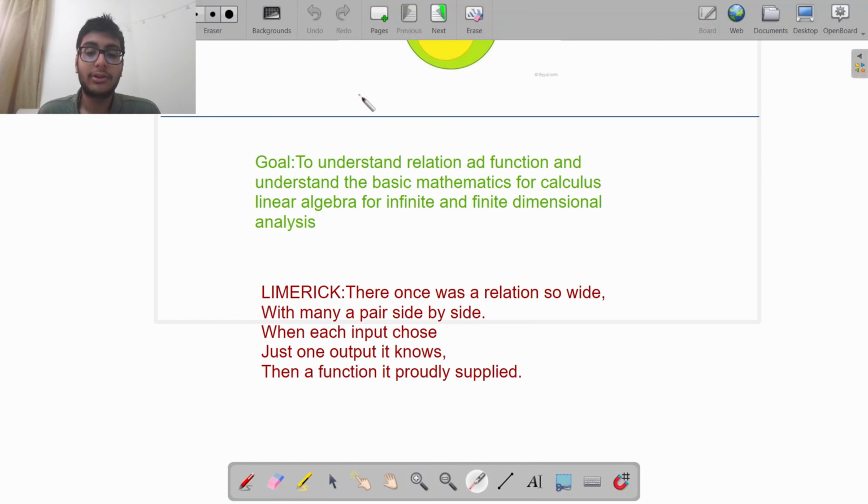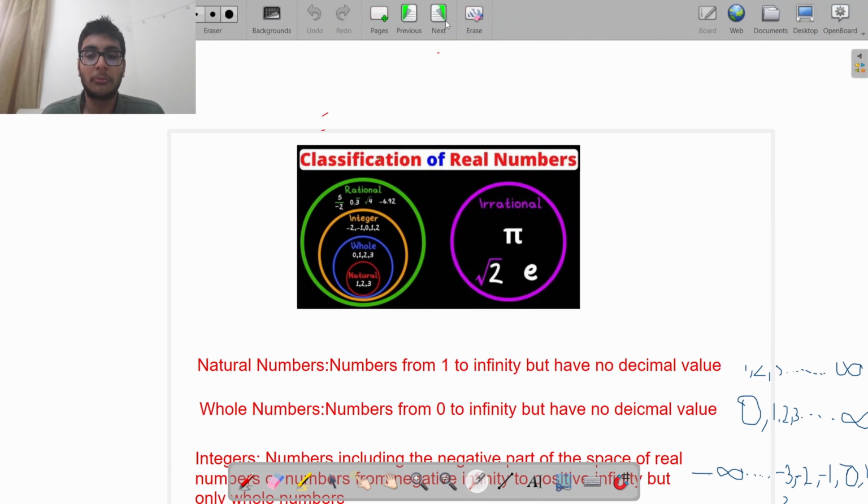There once was a relation so wide when many appear side by side. When each input chose just one output it knows, then a function it proudly supplied. This is a definition of a function. I will come to that later during this video. But first, let us start off.